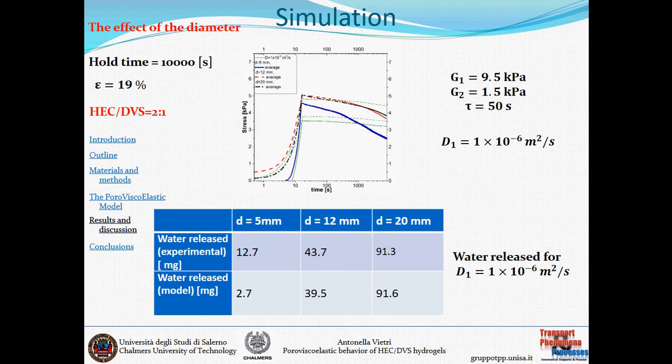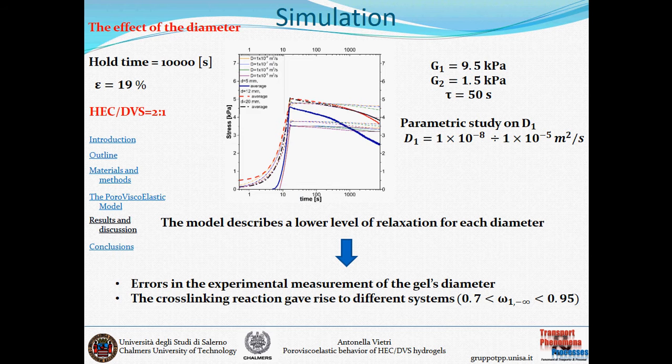In case of the longest tests, a simulation with a diffusion coefficient equal to 10 to the minus 6 square meters per second was made. The model seems to be able to predict the relaxation for the diameters of 12 and 20 mm, as reported in the table, but the results were not satisfying for the smallest size of 5 mm. Then, a parametric study on the diffusivity was performed. For each diffusion coefficient, the model describes a lower level of relaxation. This may be due to errors in the experimental determination of the diameter and to a non-good control of the cross-linking reaction.